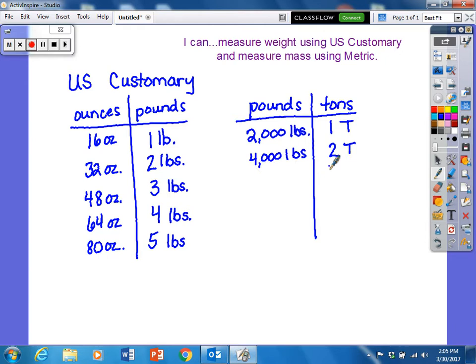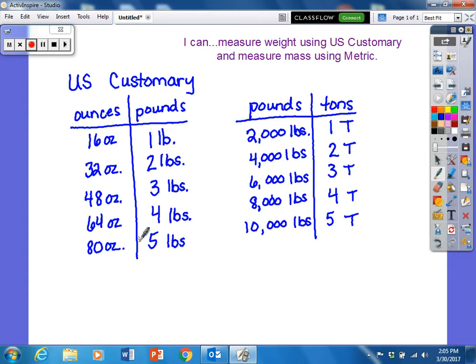And if I have 3 tons, then I would have 6,000 pounds. And if I have 4 tons, I would have 8,000 pounds. And if I have 5 tons, I would have 10,000 pounds, and so on and so on. Okay, so we have ounces and pounds, conversion of 16 ounces equals 1 pound, and we have pounds to tons, in which 2,000 pounds equals 1 ton.